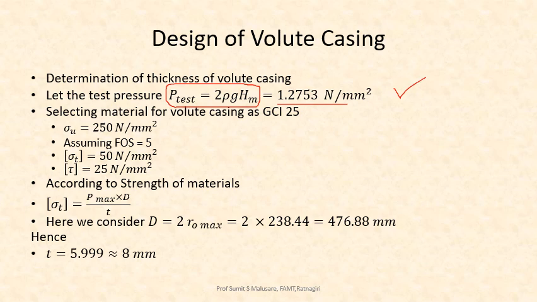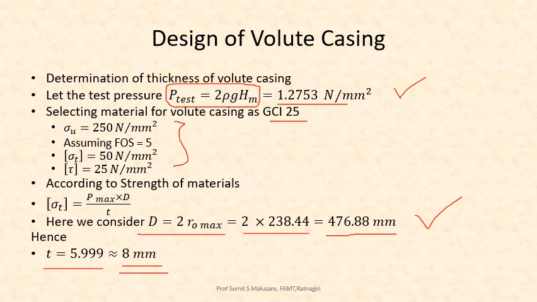Now selecting the material for the volute casing as GCI 25, and accordingly these are the assumptions made for the properties, so that we get sigma T equal to 50 Newton per mm square. Now applying the strength of materials formula, sigma T is equal to P max into D upon T. Here D is 2 times RO max, that is 2 into 238.44, equal to 476.88 mm. If you put all these values, we will get the thickness T as 5.999, but I have still considered a somewhat higher value of 8 mm.